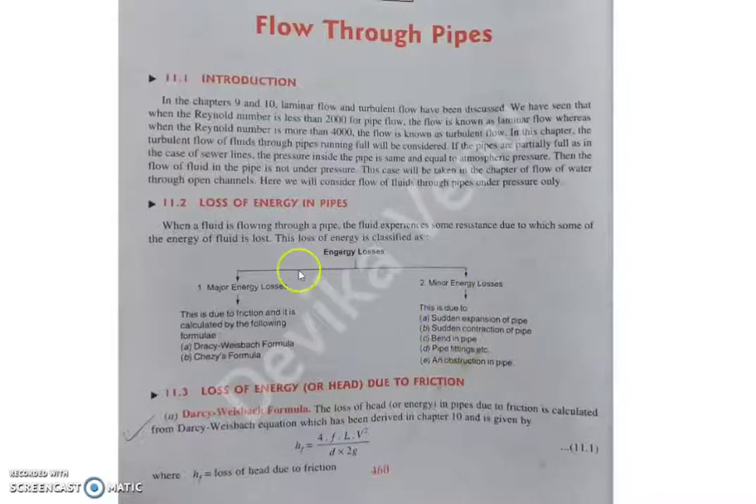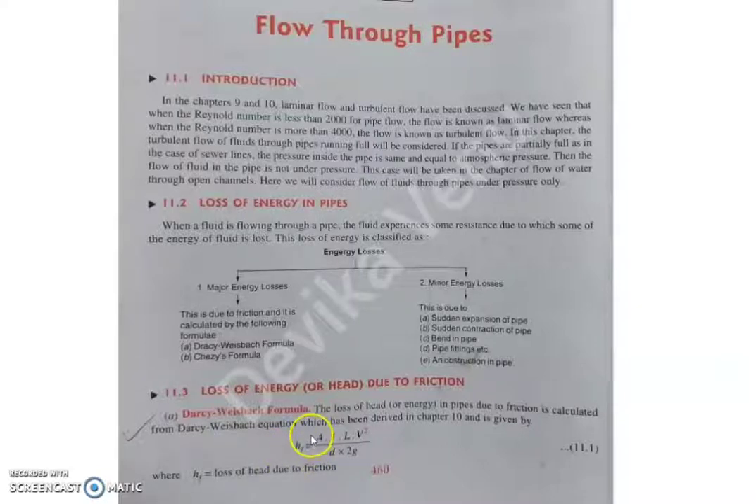First we will discuss the major energy loss. You can find out the value using the Darcy-Weisbach equation. Mainly we'll be following this equation to find the loss of energy due to friction. The equation is hf = 4fLV square by 2gD. Here hf is the loss of head due to friction.